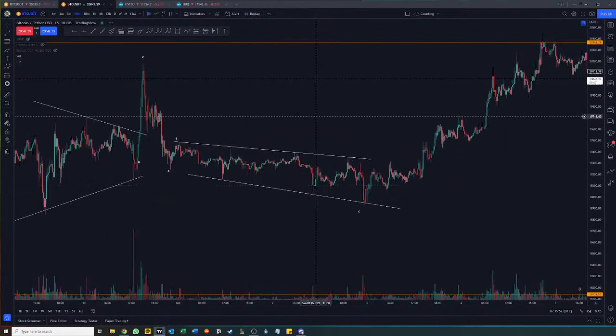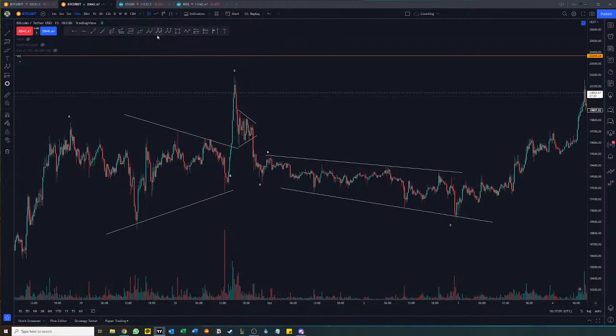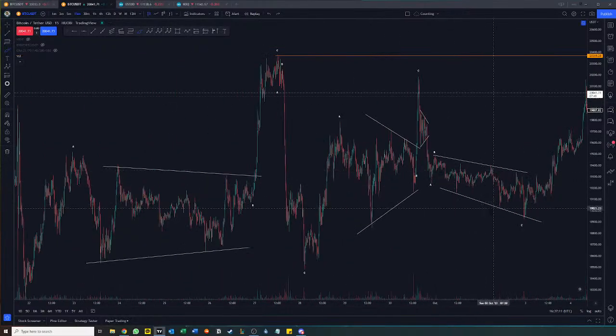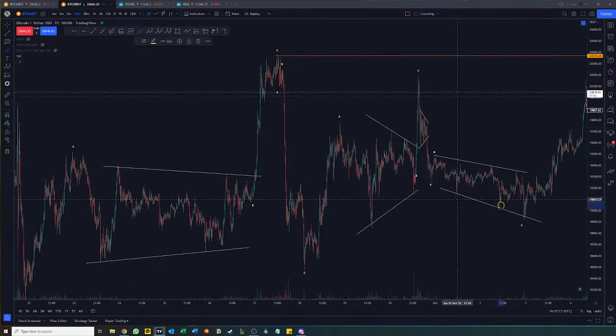I said in the previous video that it was looking weird because this is a triangle. It wasn't obviously a triangle, and I have to see A, B as a triangle and a C downwards. If it's C downwards, they could have an ending diagonal, so something like 1, 2, 3, 4, 5. That's why I thought this was the ending.